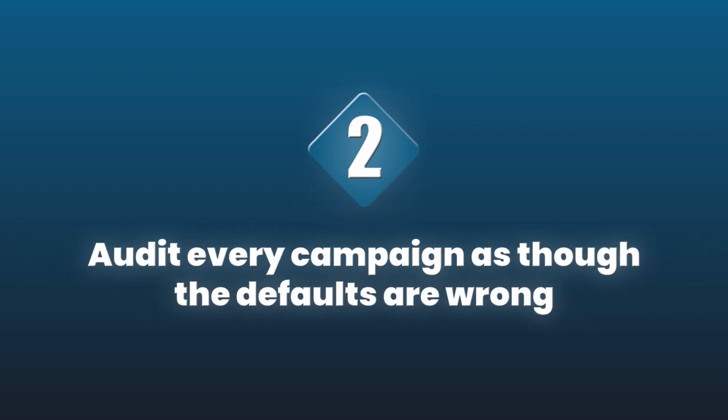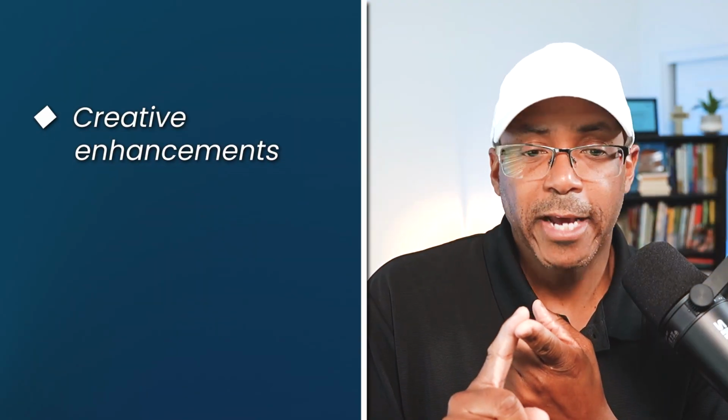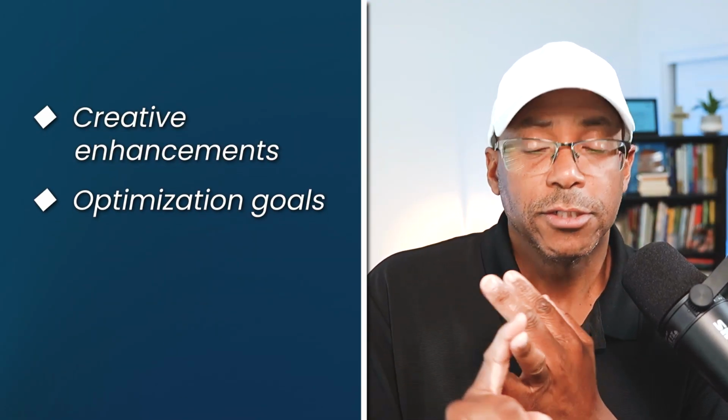Next, you should audit every campaign setup that you have right now as if the defaults are wrong, because many of them are, and you're wasting budget, especially if you're a small business owner. You've got to check your campaigns not only every time you set them up, but even when you duplicate a previous campaign, you've got to go in and make sure all of those default buttons didn't turn themselves back on, even though you turned them off in the existing campaign. Check those creative enhancements, check your optimization goals, check your placements, check those settings, because they don't always carry over the way you've previously set them up.